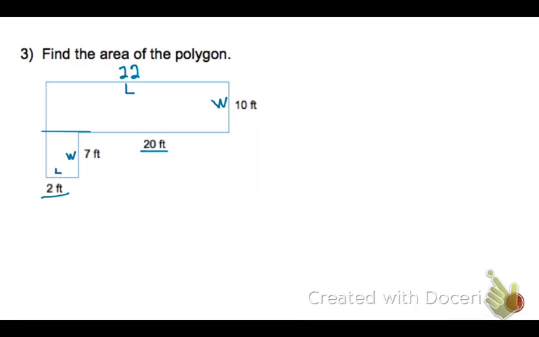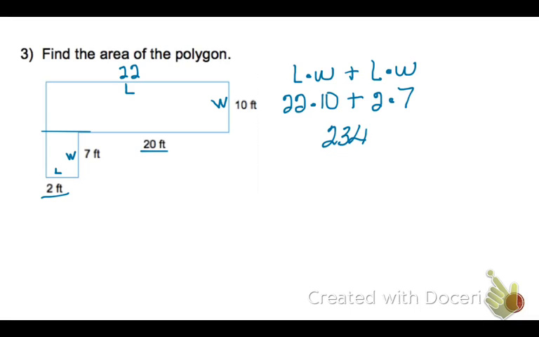To find the area of this polygon, I'm going to find the area of both of those smaller rectangles and add them together. So the first thing I'm going to do is take the length and width of my large rectangle, multiply them, and then I'm going to add that to the length and width of my smaller rectangle, and I get 234. Now remember, area is always units squared, and my units in this case is feet, so this would be feet squared. All right, that was our pretty quick review, so I think you're ready for your practice.